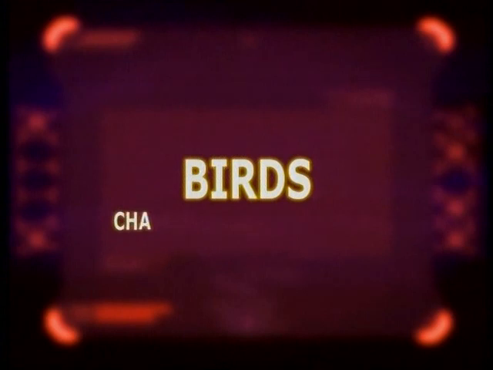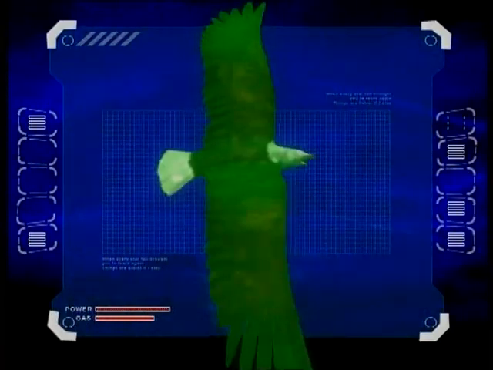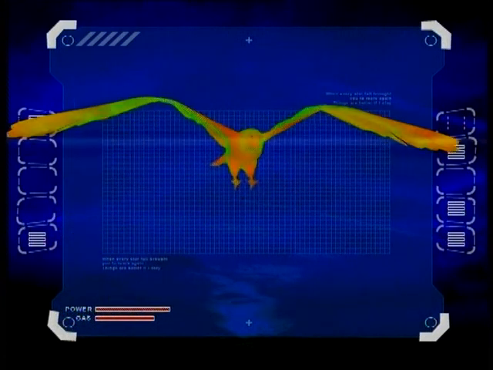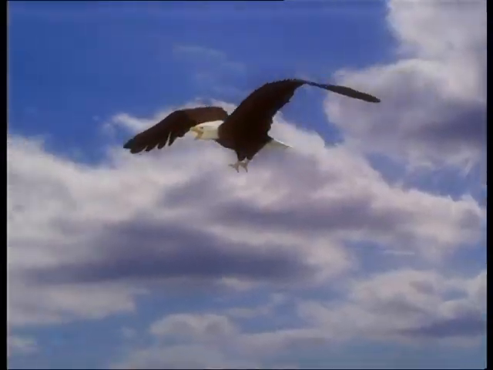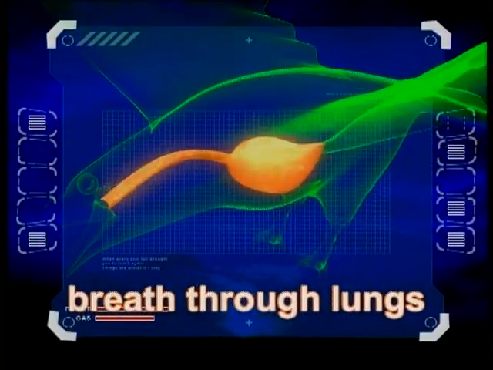Birds. Characteristics of birds. Birds are warm-blooded animals. They can maintain their body temperature. They breathe through their lungs.